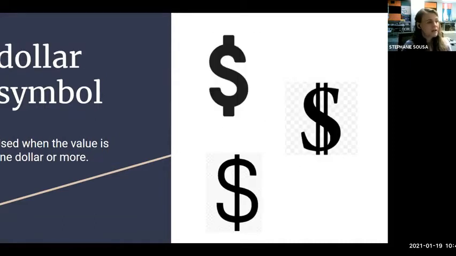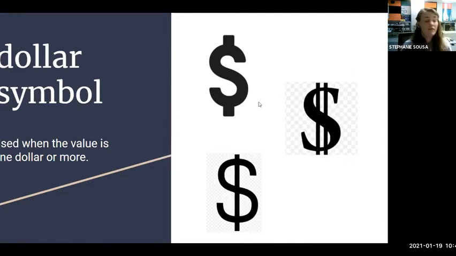The dollar symbol is used when the value is $1 or more, okay? Just like the cent symbol, the dollar symbol can appear differently. Sometimes it has 2 lines going through the S. Sometimes there is 1 line going through the S. And sometimes there are just parts of a line attached to the top and bottom. All of these represent a dollar, okay? We use this sign when it is $1 or more.